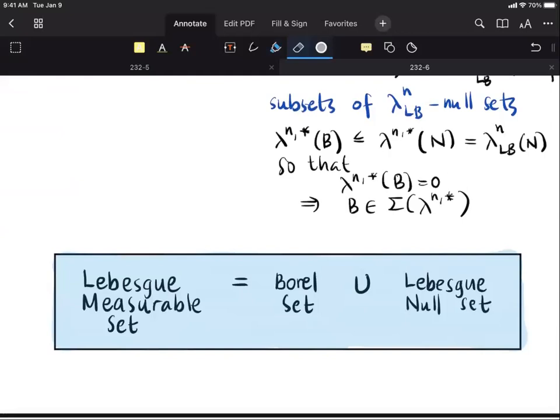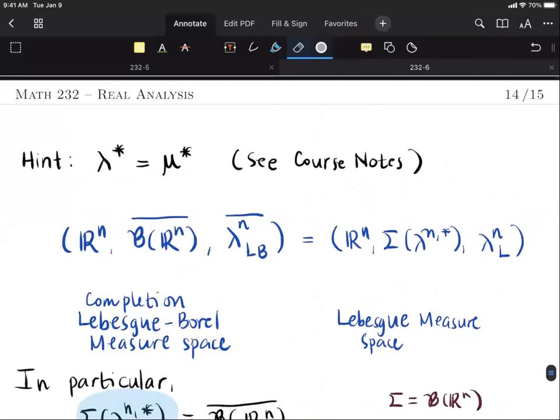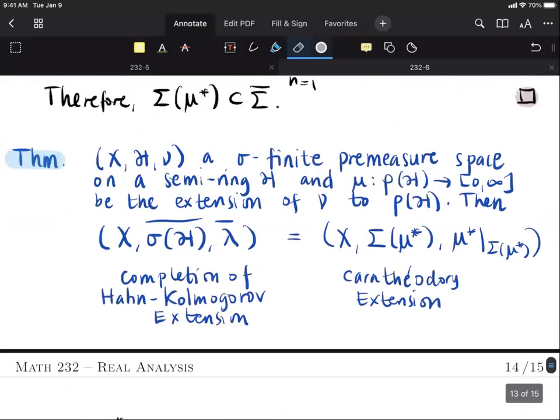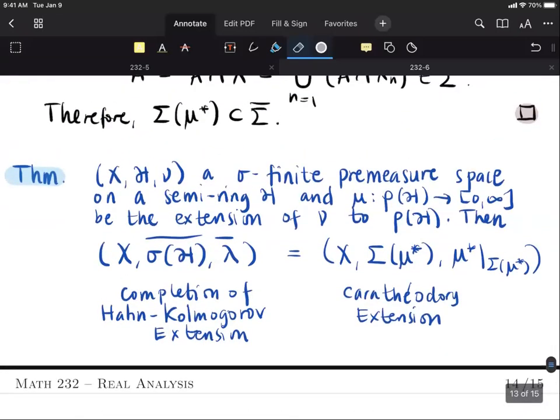And this comes from the fact that the completion of the Lebesgue-Borel measure space is nothing but the Lebesgue measure space. And this relies on this general theorem that if you have a sigma finite pre-measure space on a semi-ring, completing the Hahn-Kolmogorov extension would be the same as the Caratheodory extension.